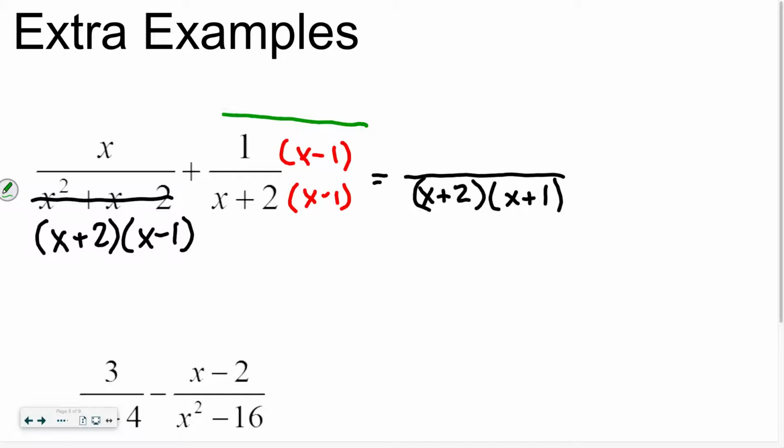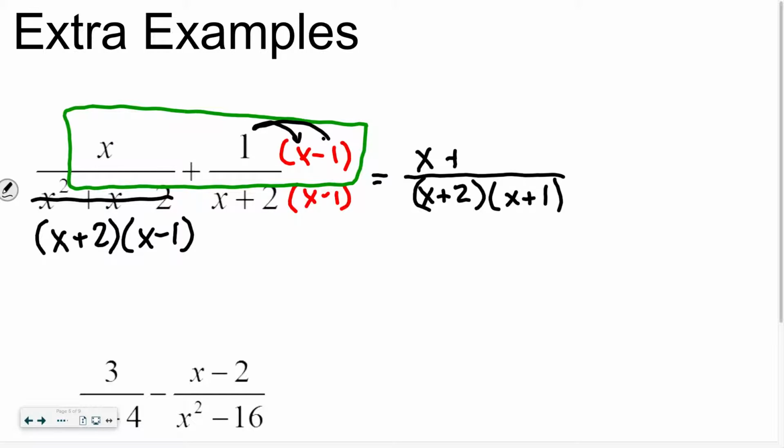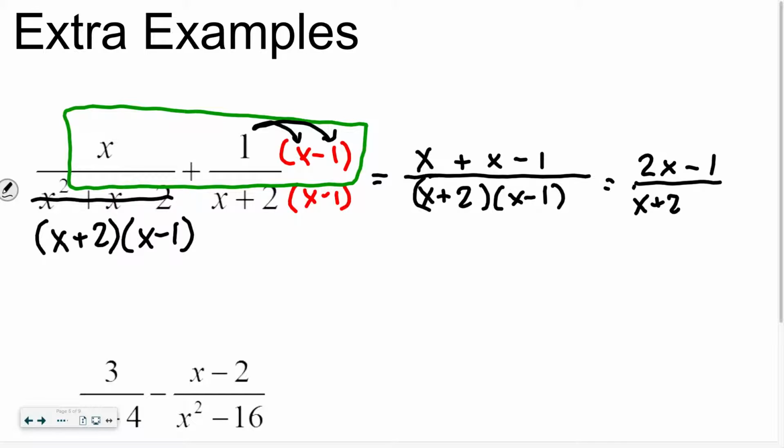And I'm only now worrying about what's happening in my numerator. So in the first fraction, I just have x, and then I'm adding 1 times x minus 1. So that would be plus x minus 1. x plus x minus 1. x plus x is 2x minus 1 over x plus 2, x minus 1. None of these are the same factors, so this is my final answer.